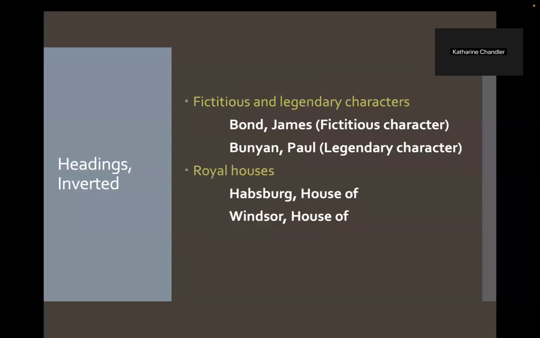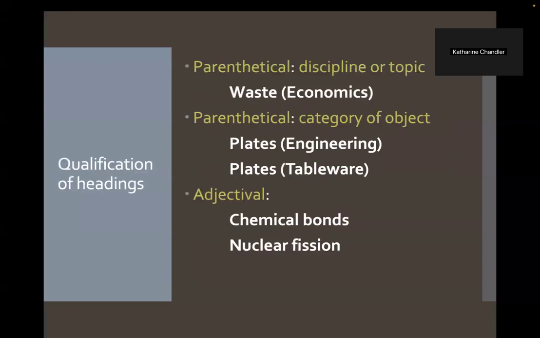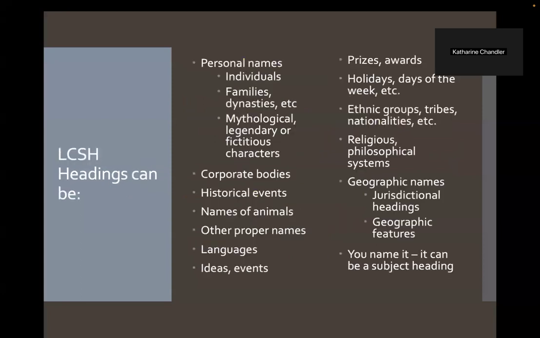Fictitious and legendary characters, like Bond James, fictitious character, or Bunyan Paul, legendary character. And then royal houses like Habsburg House of or Windsor House of. Parenthetical discipline or topic, waste, comma, economics, or parenthetical category of object, like plants, engineering, or plates, tableware. Archival, chemical bonds, or nuclear fission. And then you have all these other possibilities, like personal names, prizes or awards, ethnic groups, corporate bodies, historical events, languages, geographic names, religious and philosophical institutions, etc.